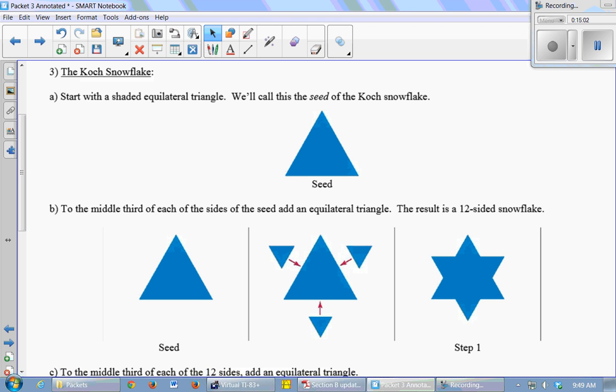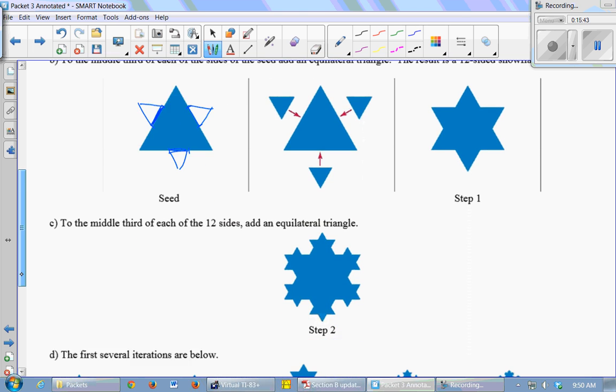To the middle third of each side of the seed, you're going to add an equilateral triangle. So each side, you're going to divide it into thirds. You take each side of your triangle, divide it into thirds, and on the middle third, you build another equilateral triangle. And remember, equilateral means all three sides are the same length. So all three sides have to be this length. So it's going to look something like this. Right? So you add those three pieces and you get step one. Okay. So that's step one of the Koch snowflake.